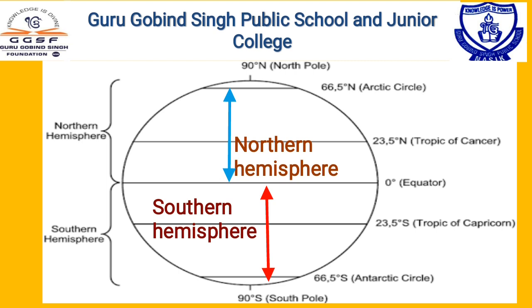Understand? Then when we move away from the Tropic of Cancer, at 66 degree 30 minute north, that parallel is known as the Arctic Circle. Then once again from the equator, when we move towards the south, at 23 degree 30 minute south, the parallel is known as the Tropic of Capricorn. And when we move away from the Tropic of Capricorn, at 66 degree 30 minute south, that parallel is known as the Antarctic Circle. Understand? Okay.